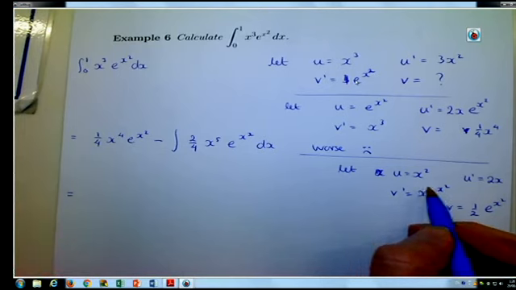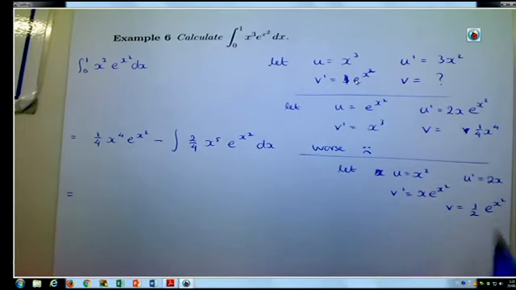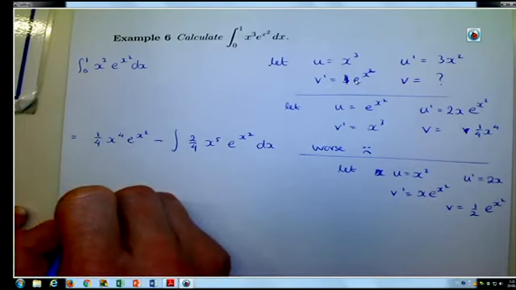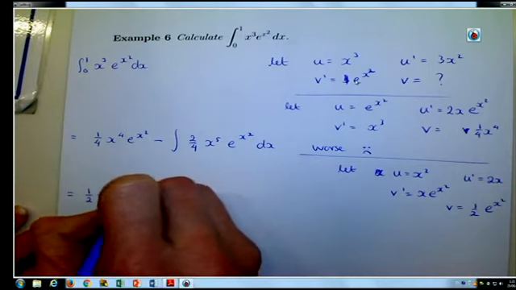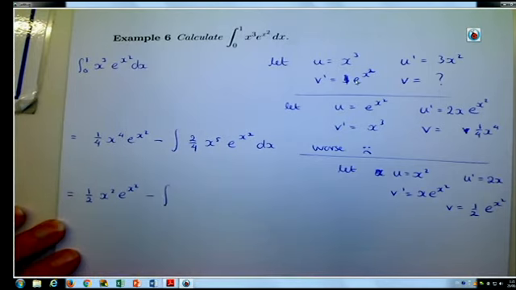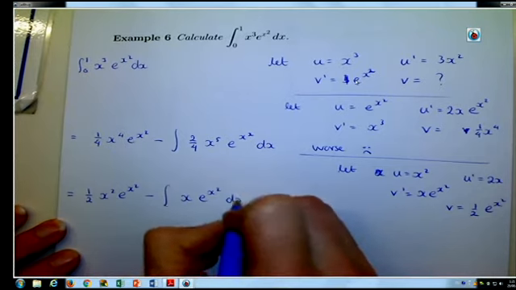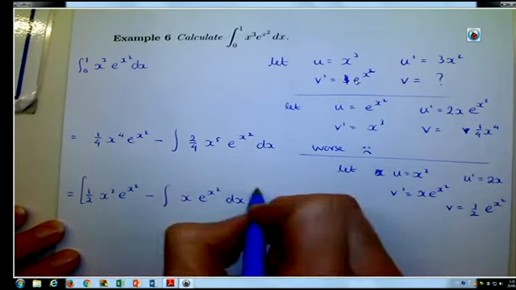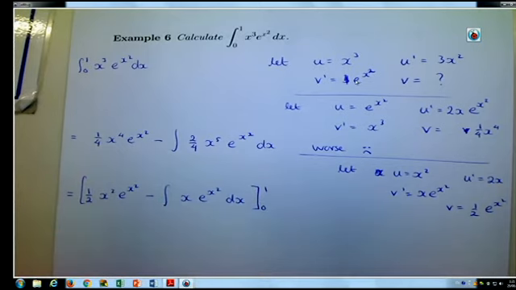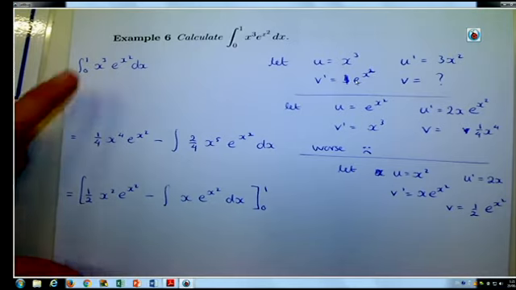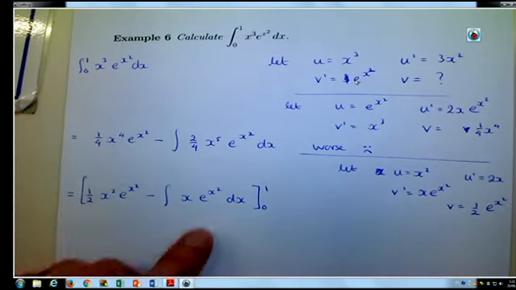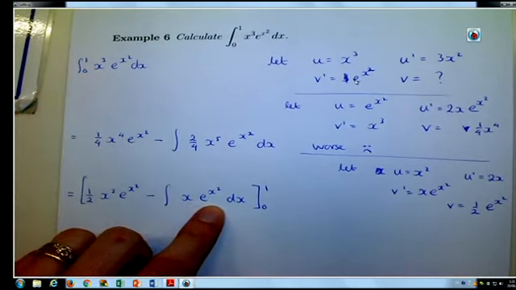So on the right-hand side, in the little box, we've got u times v, minus the integral of this one times this one. So the 2's are going to cancel out. Oh, by the way, I forgot my bounds. Okay, this time let's have a look. We started with an x cubed e to the x squared, and now we've got an x e to the x squared, so it's getting easier.